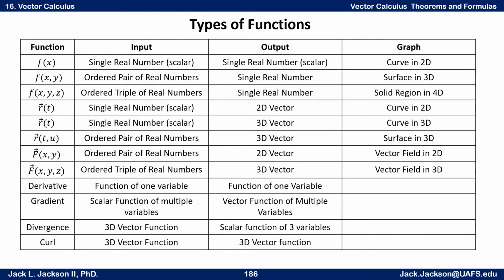Then we looked at parametric equations where we had 2 parameters, a position function r as a function of, say, 2 parameters, t and u. The input's an ordered pair of real numbers, the output's a 3D vector, and the graph there is a surface in 3D. We looked at vector functions, F of x, y, where the input's an ordered pair of real numbers, and the output is a 2D vector. And then the graph was a vector field, a whole bunch of vectors in 2 dimensions. We also have a vector function of x, y, z. The input's an ordered triple of numbers, and the output is a 3D vector, and the graph would be a vector field in 3D.